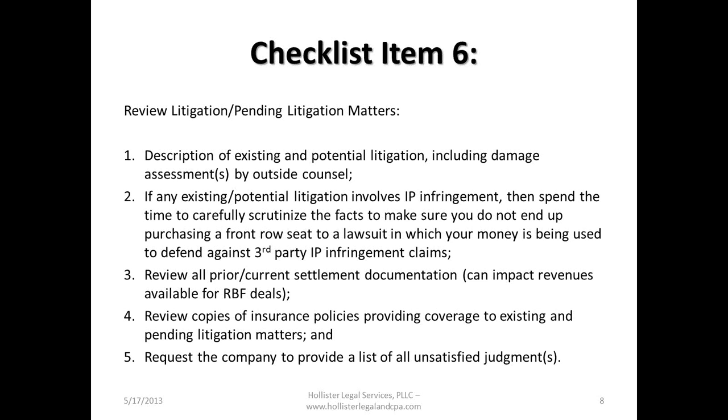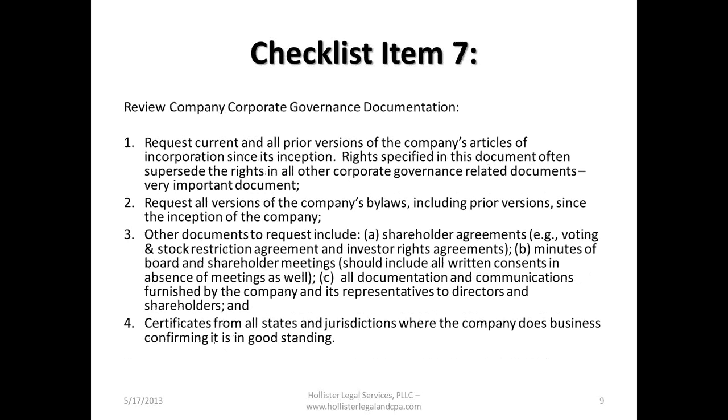I'd also request a list of unsatisfied judgments. That's always prudent to look at so that you can see what's out there. And if you get past that step, another important step to look at, for RBF deals, if you're coming in on the equity side as opposed to debt, is the company's articles of incorporation. If you have rights in that document, more often than not, those rights are going to supersede what's in other documents, and it puts you in a good position.